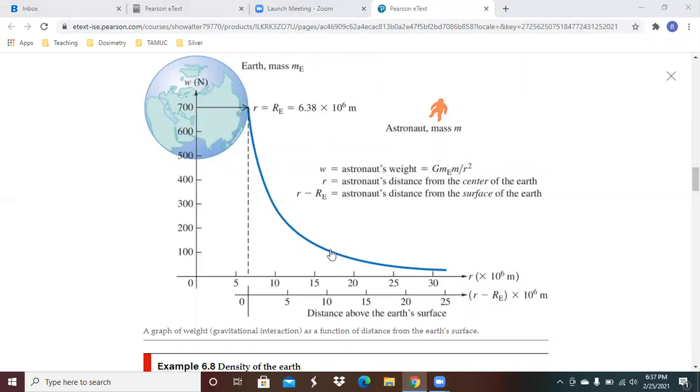As you continue to rise above the Earth's surface, you'll notice that the weight continues to just kind of drop off. You've got the astronaut up here, you can kind of move him here and there if you want to. His weight begins to decrease the further out that you go.